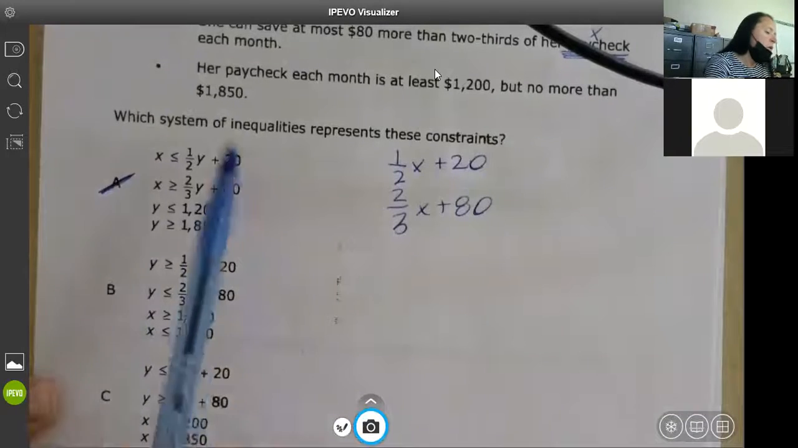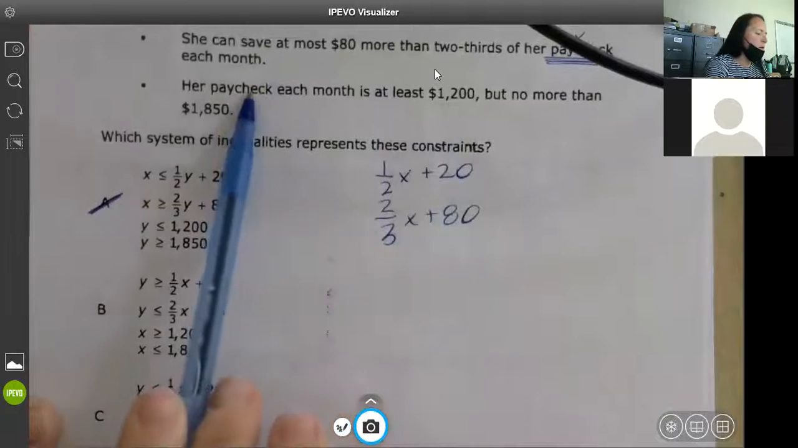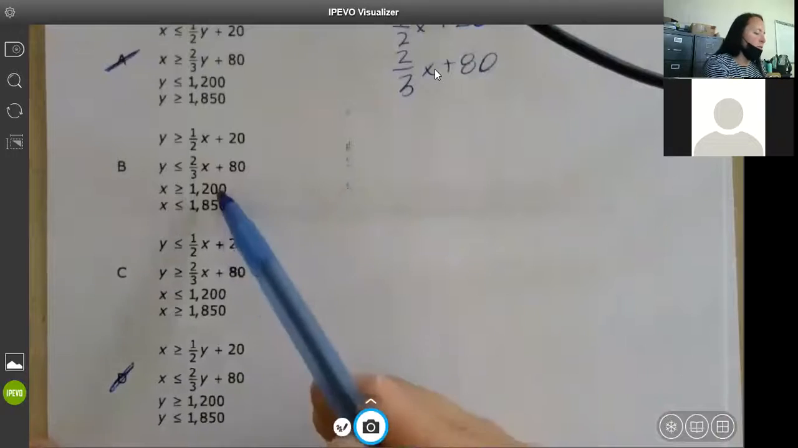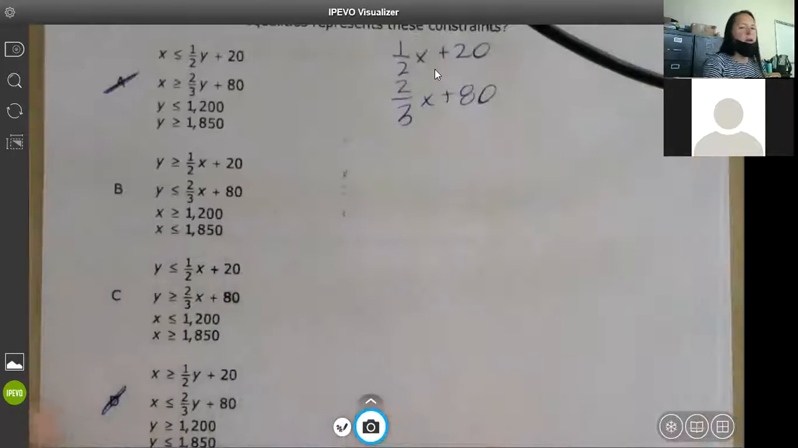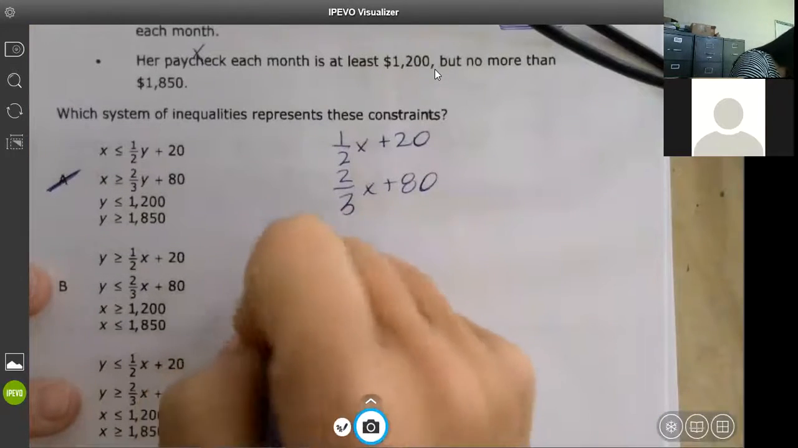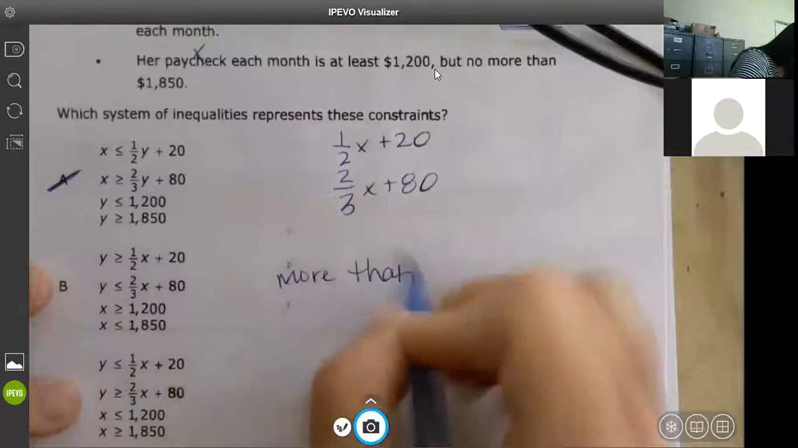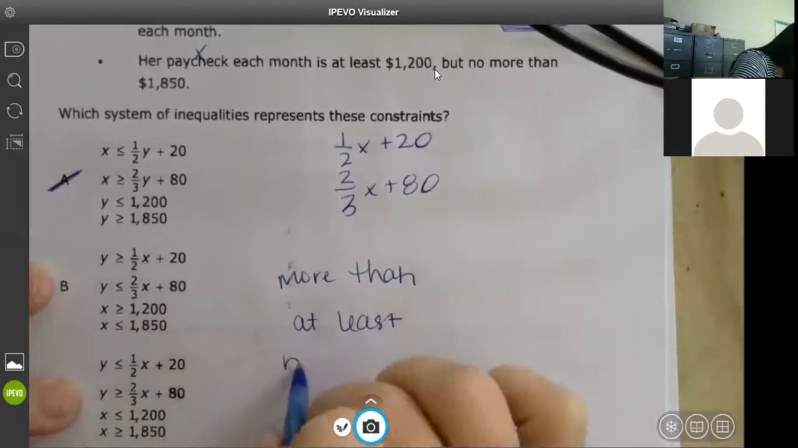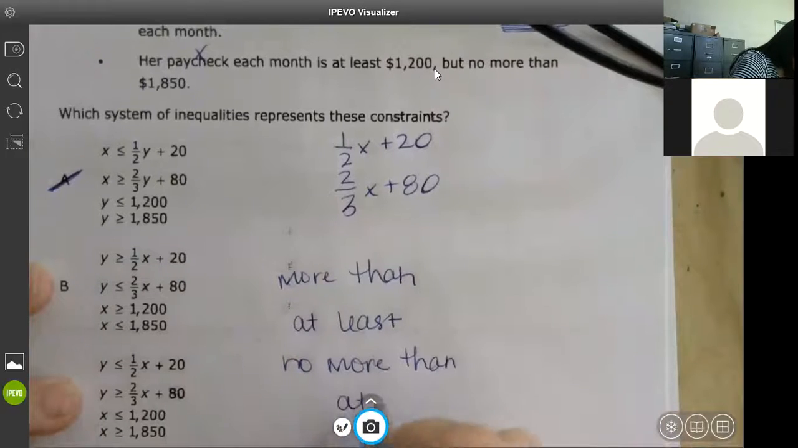Let's see. Her paycheck each month is at least 1,200. What was paycheck? X and 1,200. If you look, both of those are X and 1,200. Okay. But no more than 1,850. So still there. So my question is these words right here. More than half her paycheck. More than, at least, and no more than. At most.